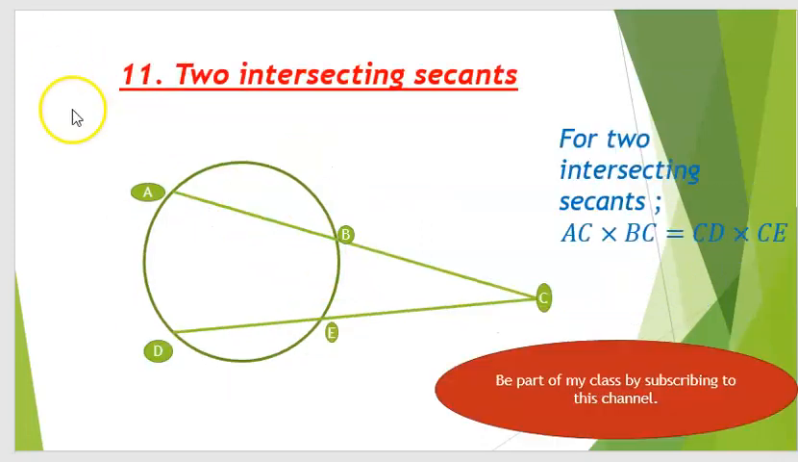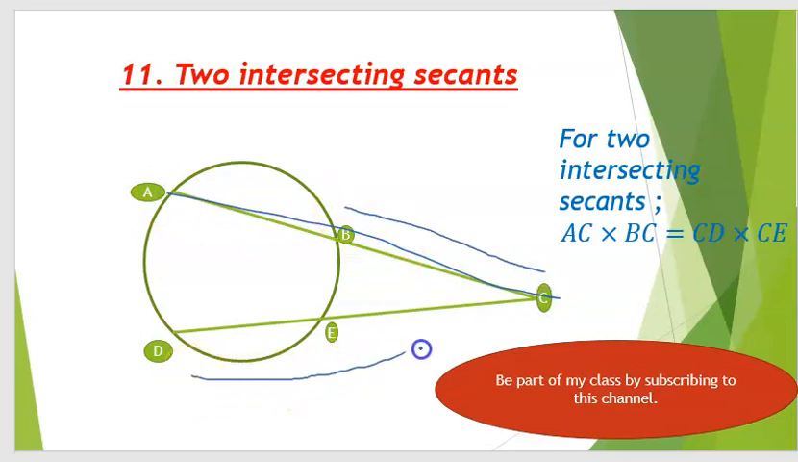Then lastly, if you're given two secants intersecting externally, look at this one, then it also means that AC multiplied by BC should be equal to DC multiplied by EC, as you can see here. That is in the case of secants that intersect externally.